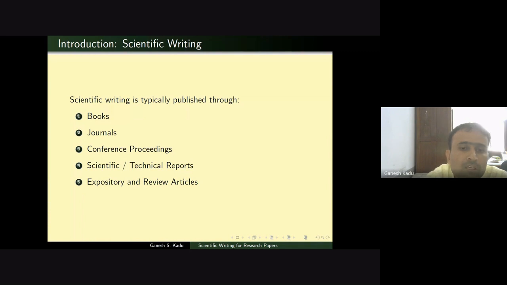Expository articles, for example, are aimed at exposing people to some particular area of research or some particular topic that needs attention. Review articles, you all know, focus on reviews in a particular area, for example, or on a particular problem. And there are many other places where scientific writing can typically get published.